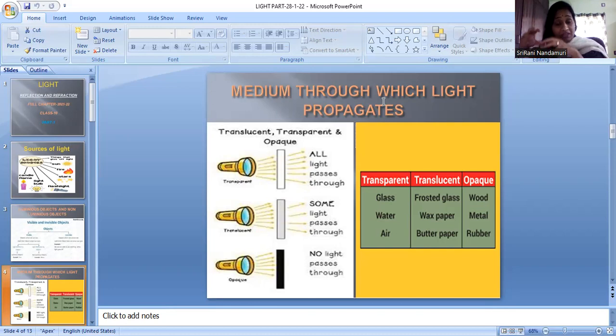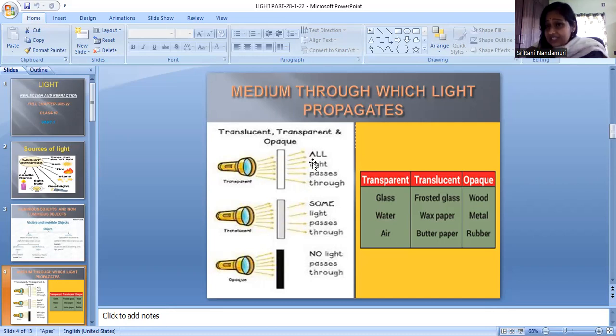So based upon this medium, objects are again classified into three types. What are the three types of objects that can be classified based upon the medium? Transparent objects, translucent objects, and opaque objects. Here you can see in this slide, translucent, transparent, and opaque objects. What are those, children?